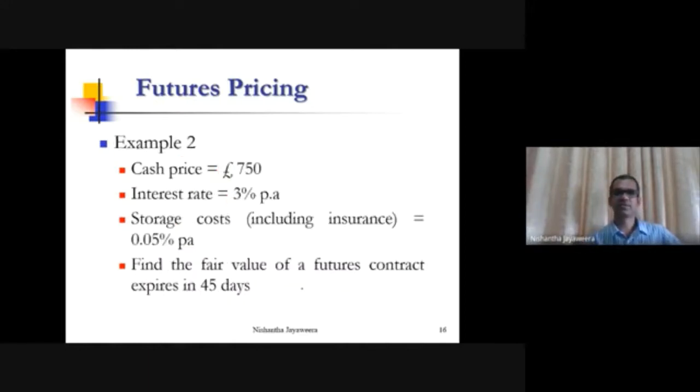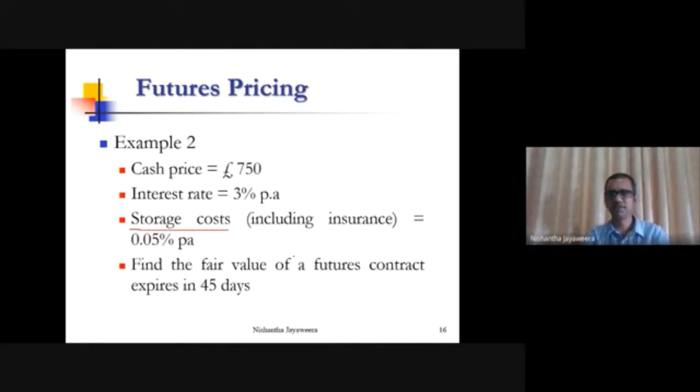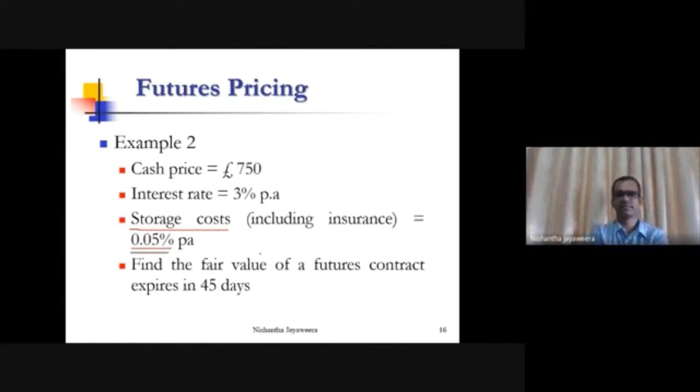If not, we'll move into the other example. Here, I have added a storage cost. To make it simple, storage cost is given as 0.05% per annum. So it's almost like an interest rate. You incur it throughout the period; it is not that you pay storage cost upfront or at the end. If you pay it upfront, the story would be slightly different. Can you work out? Remember again, the currency is sterling and it's for 45 days.